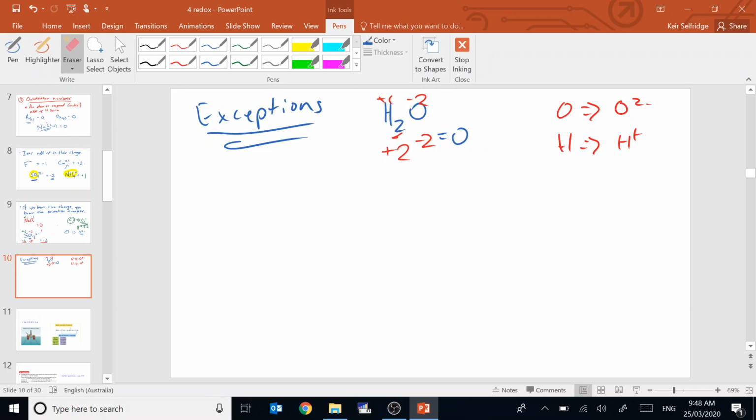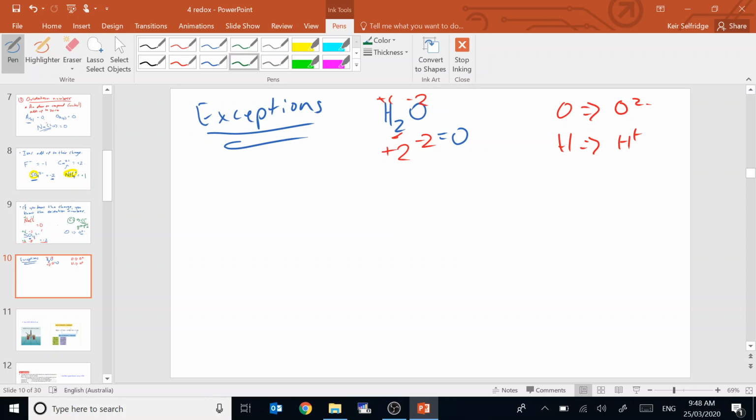Before, in the last one, we were talking about exceptions. Now, water does exactly what we think it should. The hydrogen's a +1, the oxygen's a -2. Given there's two hydrogens, two +1s add up to +2, one oxygen adds up to -2. Therefore, the whole lot equals 0. It does what it says on the can.